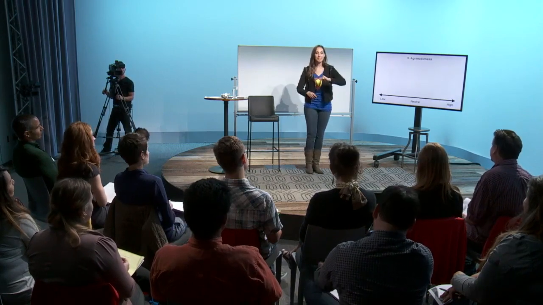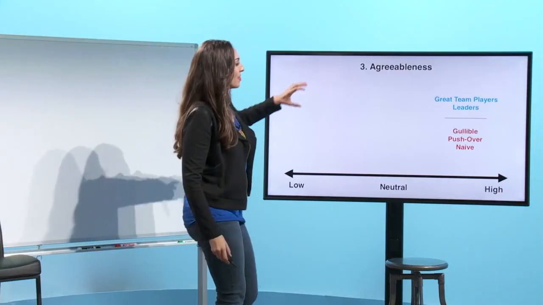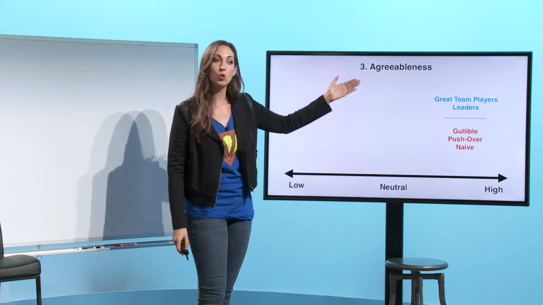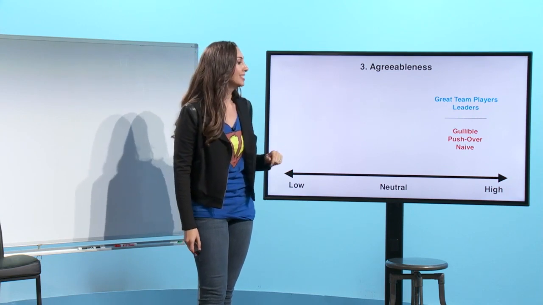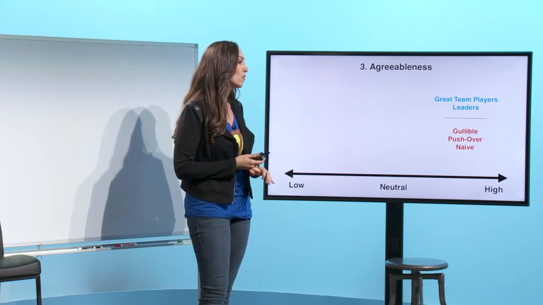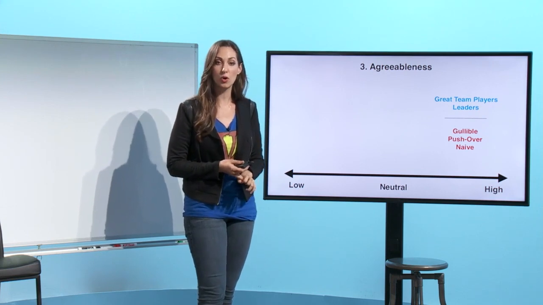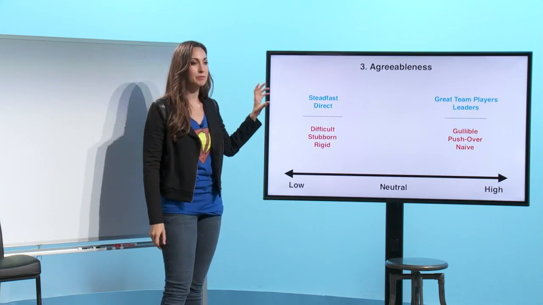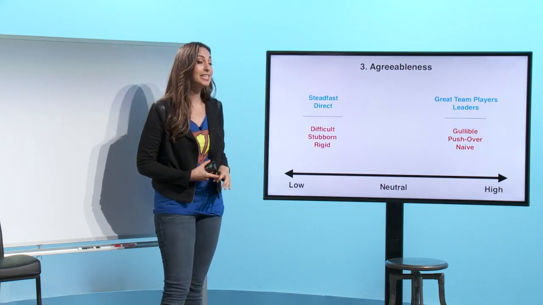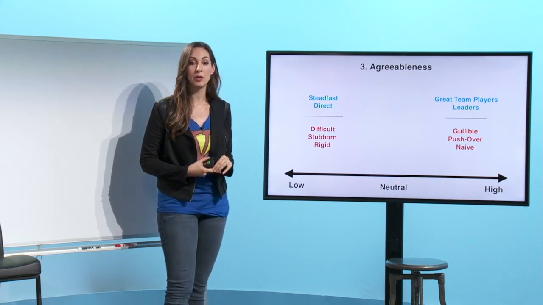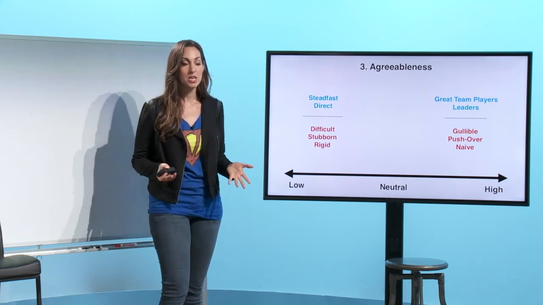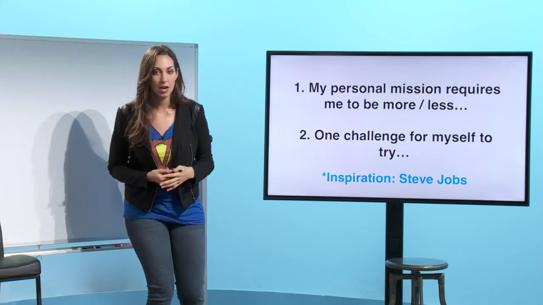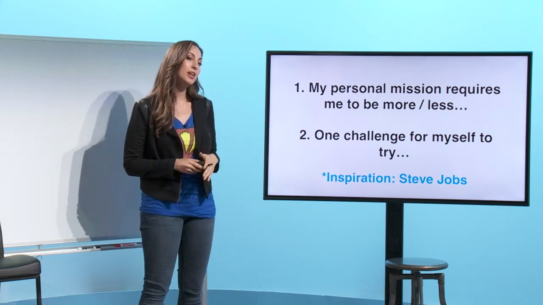So let's talk about agreeableness. People who are high in agreeableness are great team players. As we talked about, they tend to be wonderful leaders. Leaders tend to score high in agreeableness. On the other end, they can be seen as gullible, as pushovers, and as naive because they're so agreeable. People who are low in agreeableness are seen as steadfast, direct, dependable. On the low end, they can be seen as difficult, a little rigid, or stubborn because they don't want to move in their ways. So I want you to think about whether your personal mission requires you to be more or less agreeable. And what's one challenge or action step you can try for yourself?